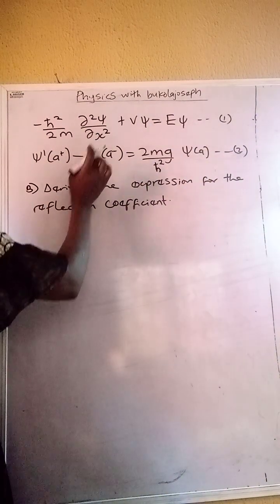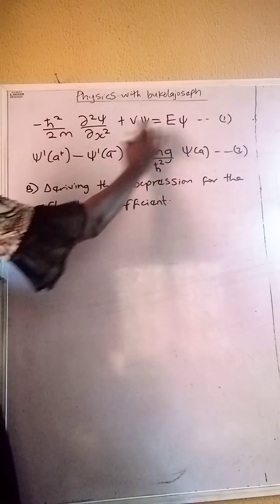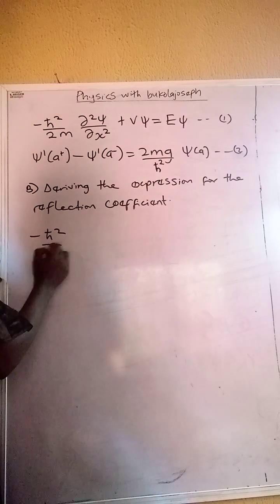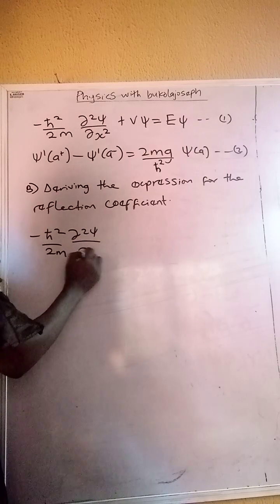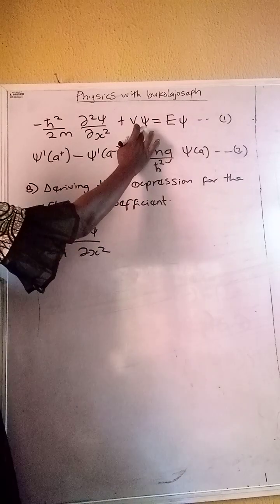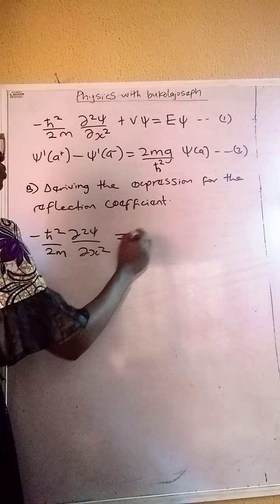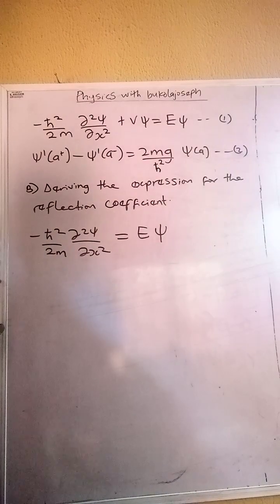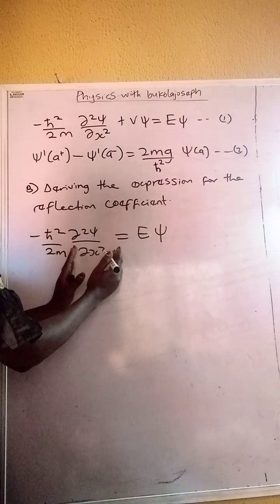Since V is equal to 0, the Schrodinger equation becomes minus h cross squared over 2m times d squared psi over dx squared, and this V term goes away. So it will be equal to E psi. Is that okay? I want this to be on its own.